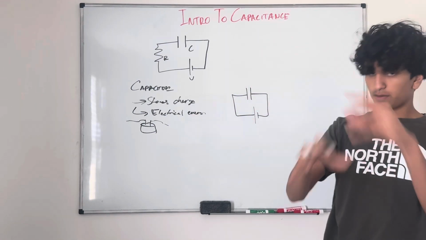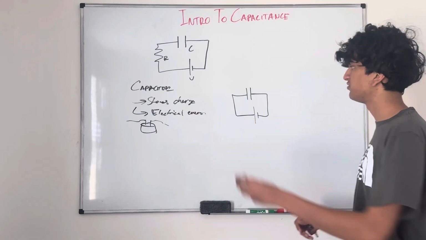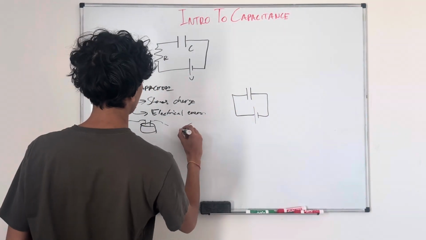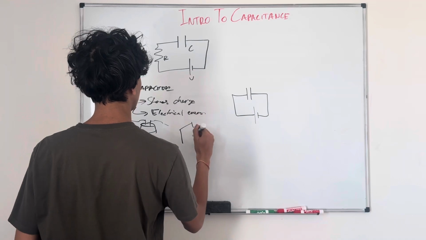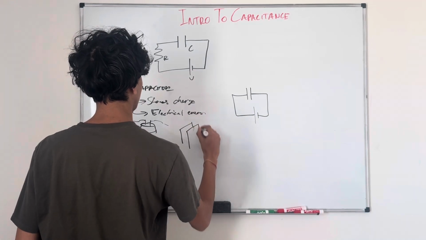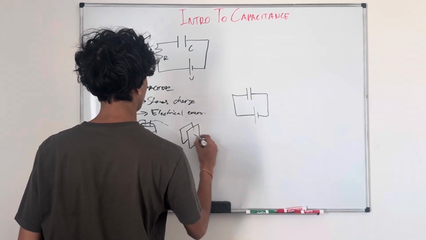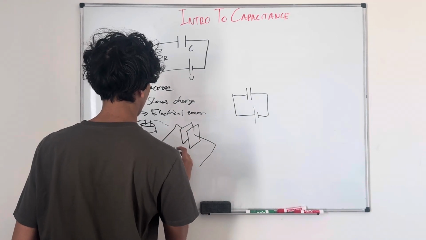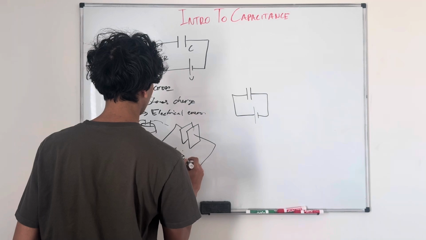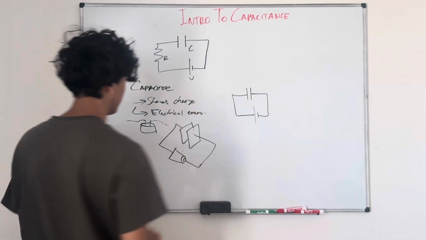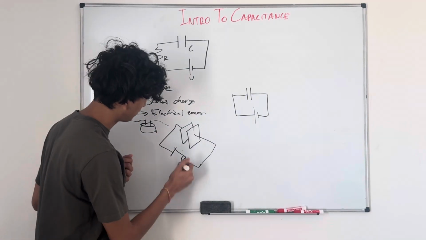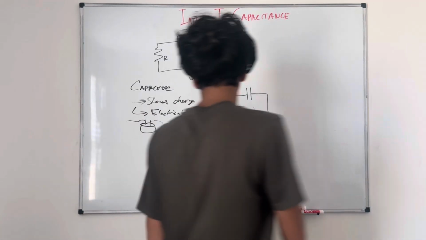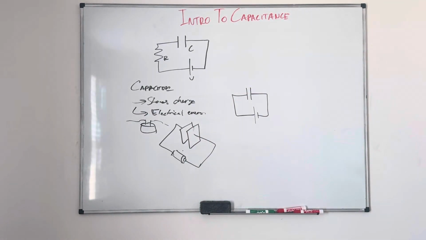And a capacitor doesn't really need that. It could actually have nothing in the middle. So if I were to draw a 3D view of this, it would look something like this. Let me make that a real battery. So this is a 3D view of the two sheets that I'm talking about.